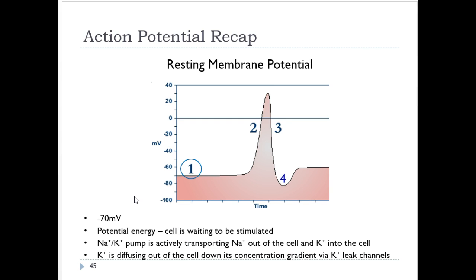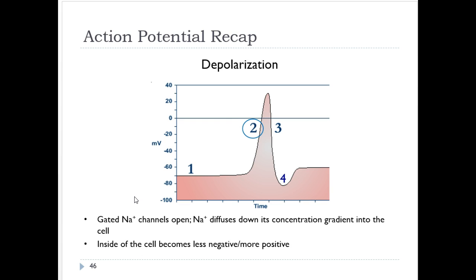So, action potential recap. At number 1, we are at -70 millivolts, that's the rest. The potential energy is waiting to be stimulated, so there's sodium and potassium on both sides, and we can open those up to create some sort of stimuli. Potassium is diffusing outside the cell down the concentration gradient and through these leaky channels. Number 2 is going to be the gated sodium channels opening.